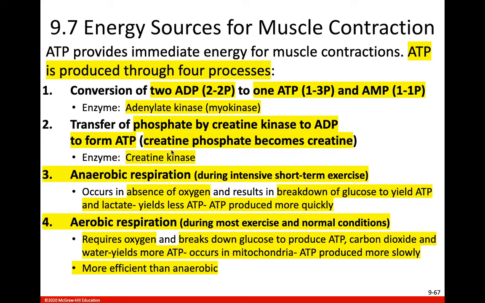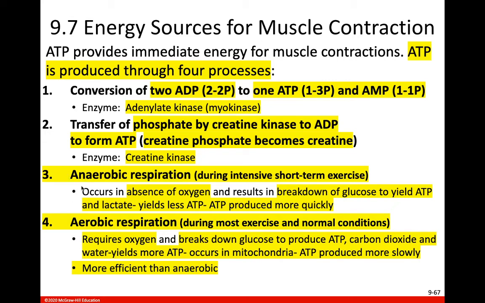Another process involves another enzyme, creatine kinase. This enzyme takes a phosphate from a molecule called creatine phosphate and adds it to an ADP molecule, remember, which has 2 phosphates. So it takes this phosphate from creatine phosphate, adds it to ADP to form ATP. And in the process, not only do we get an ATP molecule, but we also get a creatine molecule, because when you remove a phosphate from creatine phosphate to turn ADP into ATP, you also get a creatine molecule as a byproduct.